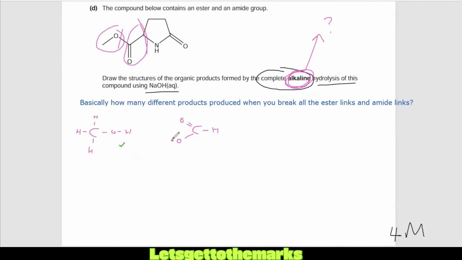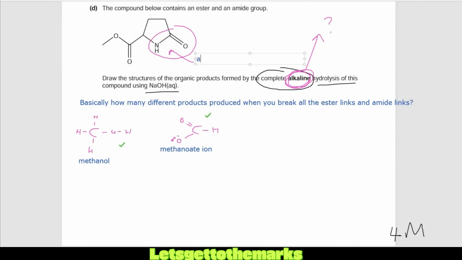But remember, it's alkaline, so we've got to circle that in pink. I've done that with a little question mark. It's alkaline, which means the excess hydrogen ions on any carboxylic acid groups are going to be removed. So we're going to have our methanoate ion here. So I've got methanol and then a methanoate ion.